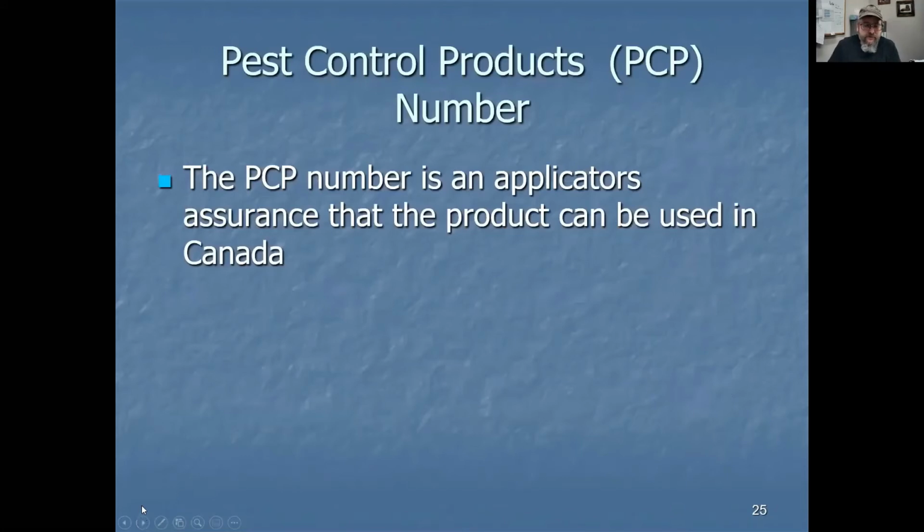Also on the label, you're going to find what's known as the pest control products number, or the registration number. The PCP number is an applicator's assurance that the product can be used in Canada legally. That's important. If it doesn't have a PCP number, you can't legally use this chemical in Canada. So, if you're getting chemical across the border, you have to make sure that it's also registered to be used in Canada, or you can find yourself in trouble if something goes wrong.